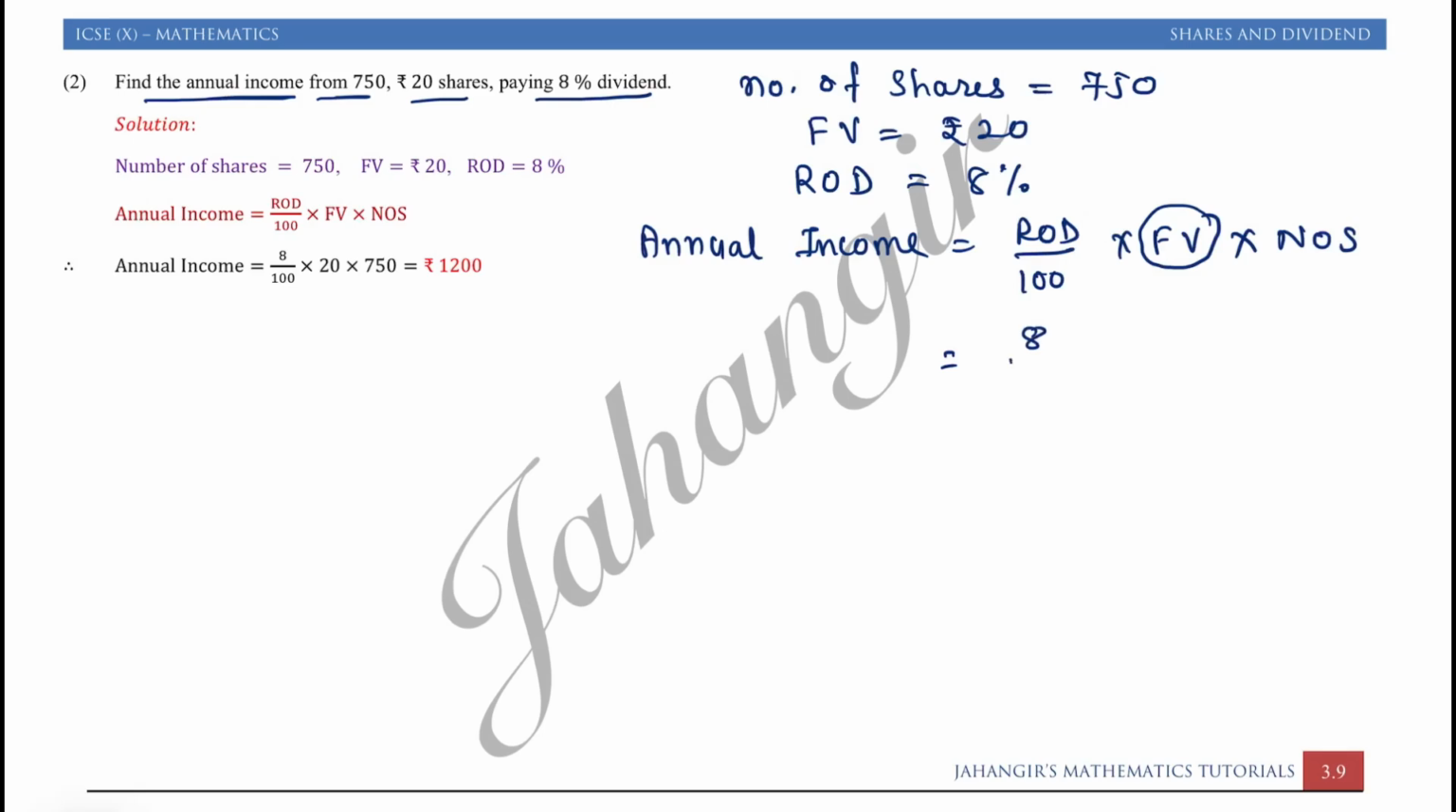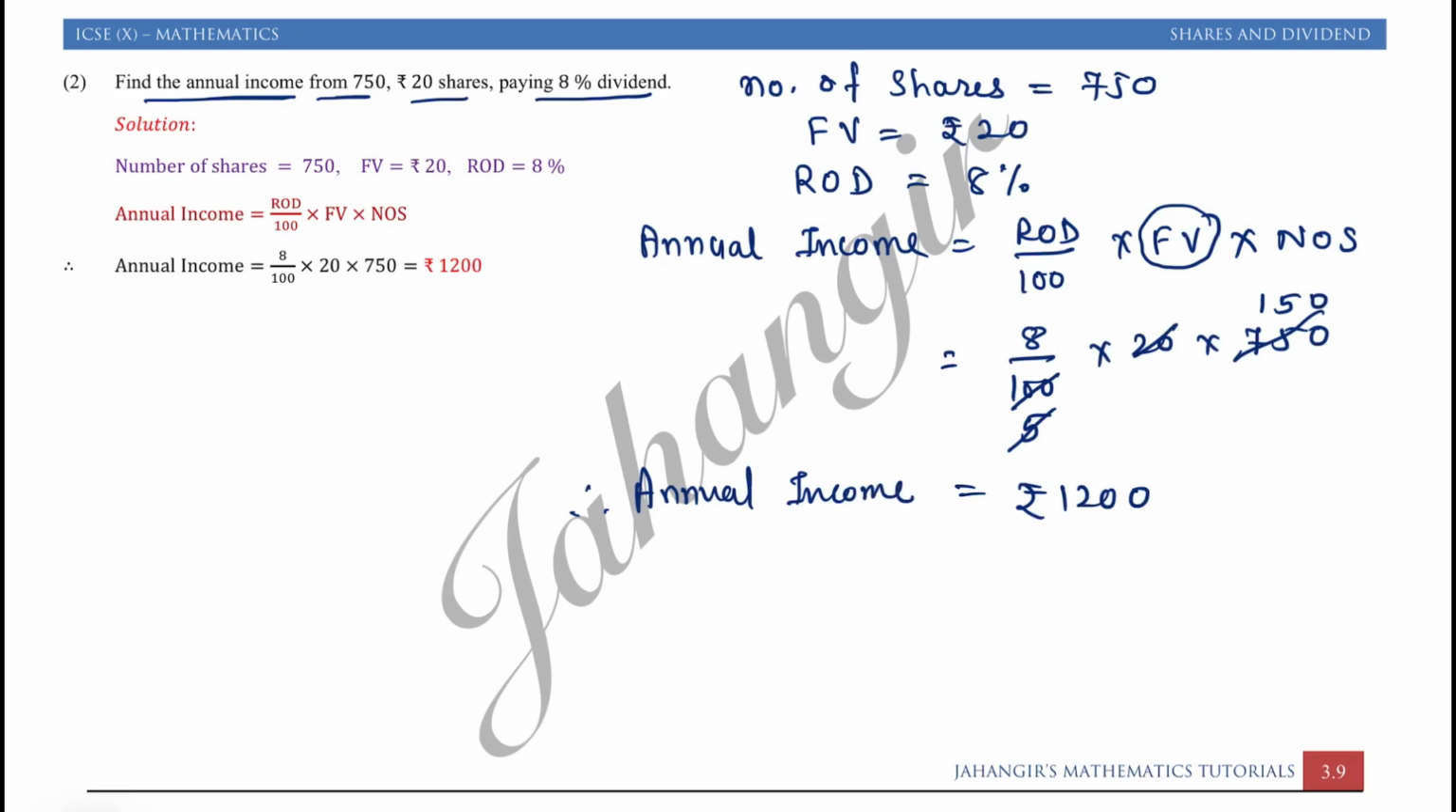Now ROD is 8 upon 100 into face value is 20 into number of shares is 750. We can cancel 20 ones are 20, 5s are 5, 5 ones are 750. 15 into 8 is 120, that is 1200 is its annual income. So therefore annual income is equal to rupees 1200.